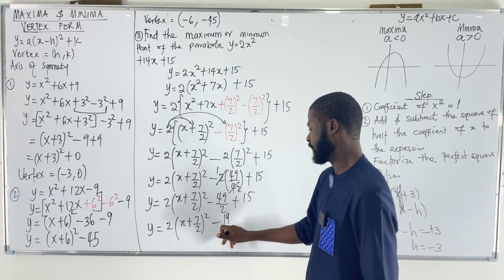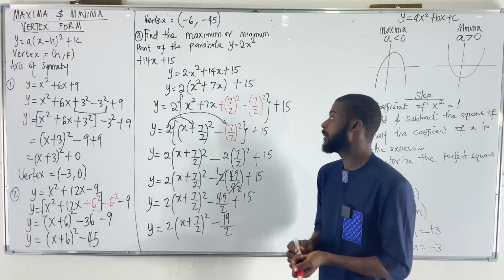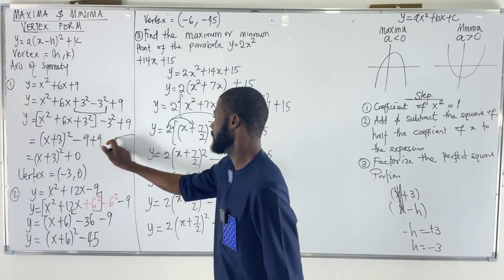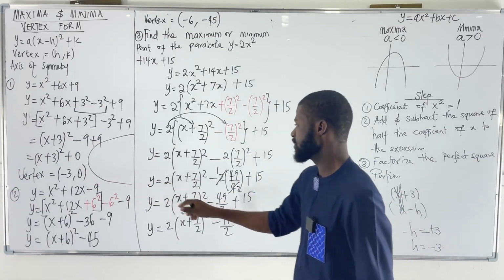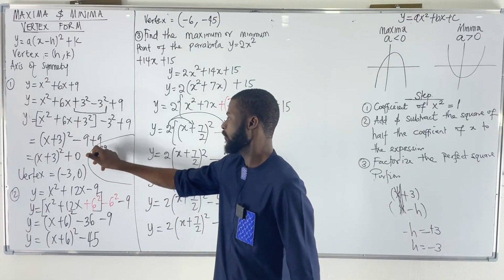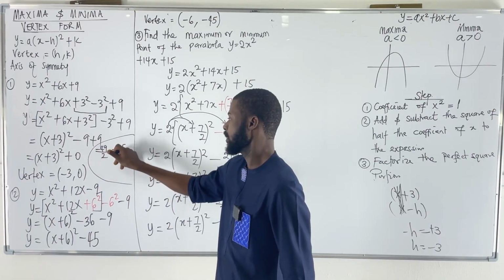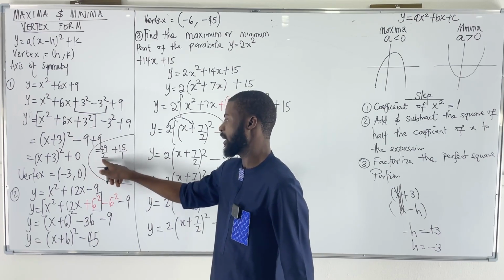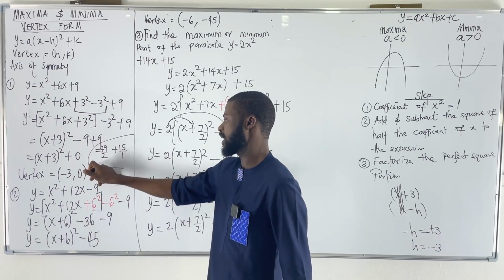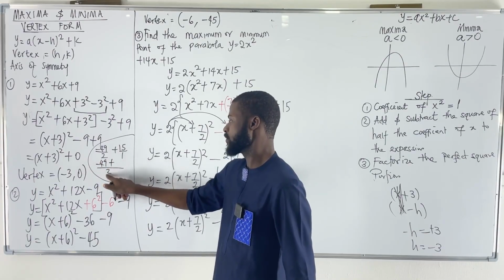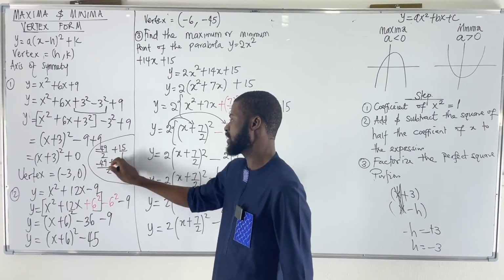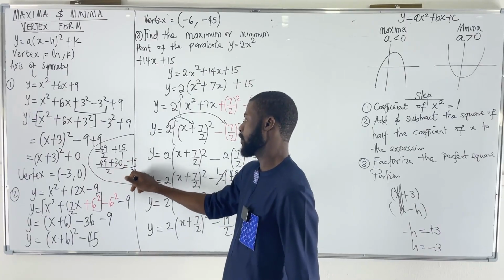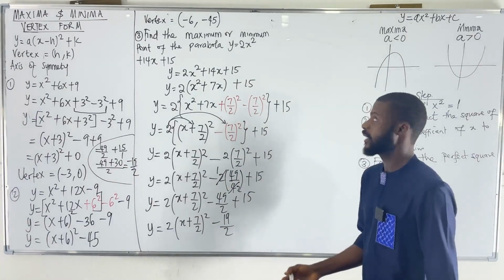Minus 19 over 2. Now, how did I get minus 19 over 2? Let me use this space. So this is minus 49 over 2 plus 15. I can put over 1 here and take the LCM. So 2 divided by 2 is 1, 1 times minus 49 is minus 49, plus 2 divided by 1 is 2, times 15 is 30. So minus 49 plus 30 is minus 19 all over 2. So that was how I got that.